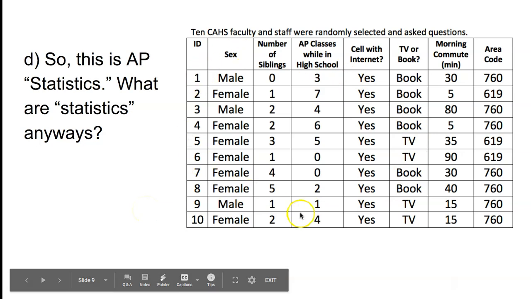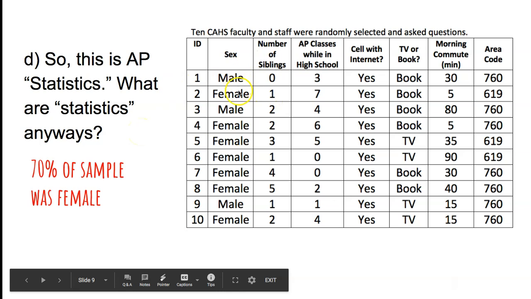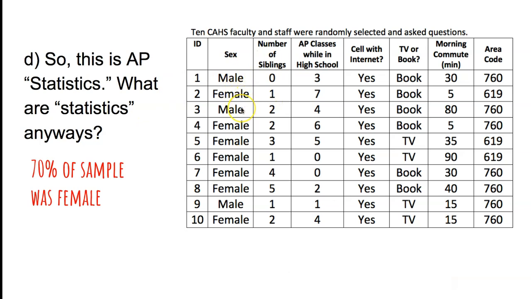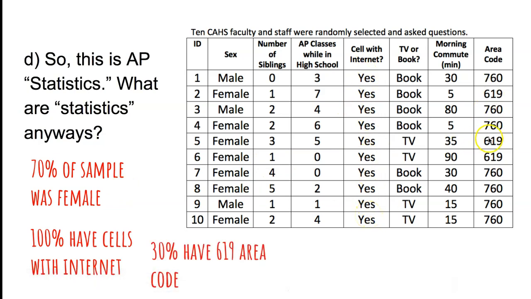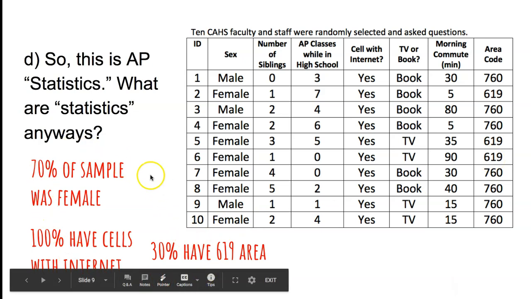This is a sample of 10 faculty and staff. So we could find a statistic. A statistic is a characteristic from a sample. So we could count, there's 7 females here. So we'd say 70% of the sample was female. That's a statistic. We could say 100% of the sample have cell phones. That's a statistic. 3 out of 10, 30% have an area code of 619. That's a statistic.